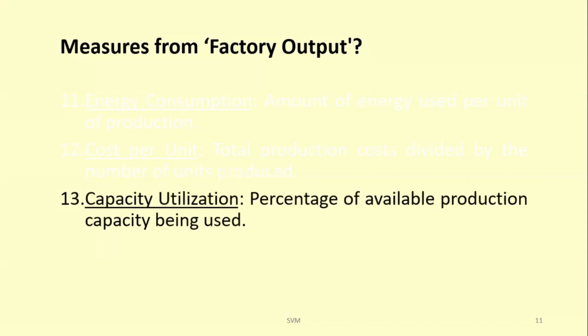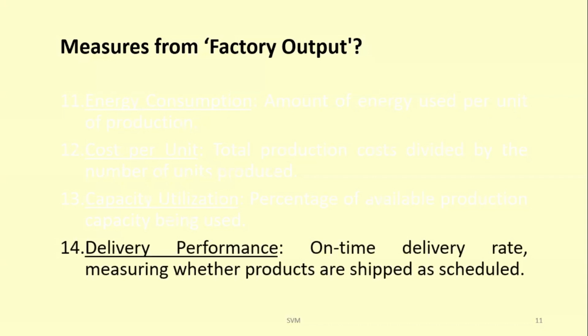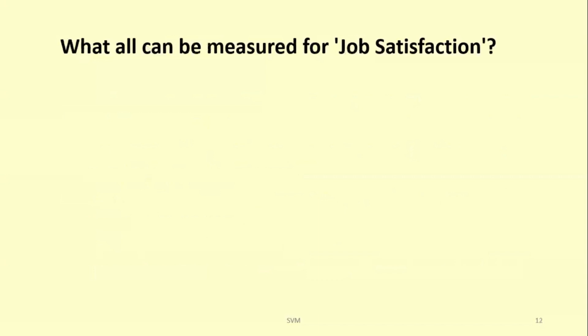Capacity utilization, the percentage of available production capacity that is being used, that you call capacity utilization, can be measured. Delivery performance, what will be the OTIF, meaning on time delivery in full, on time delivery rate, measuring whether products are shipped as per the schedule or not, that can be measured.